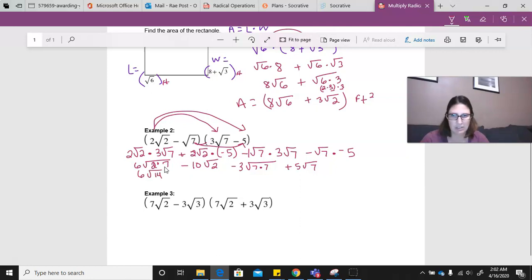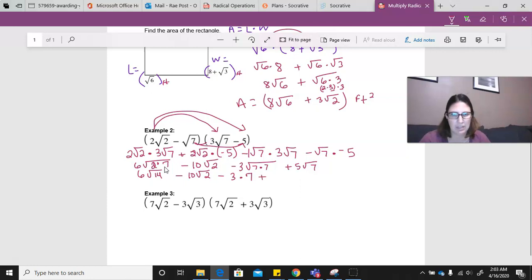It's just 2 and 7. They're both prime. Minus 10 times the square root of 2. You can't reduce 2. 2 is prime. And then this is going to be minus 3 times the square root of 7 times 7, which is the square root of 49, which is 7. So that's actually 7. Not the square root of 7 times 7, it's 7.